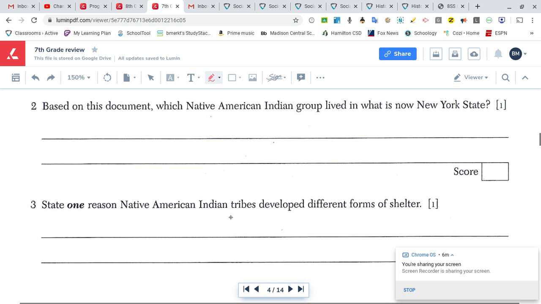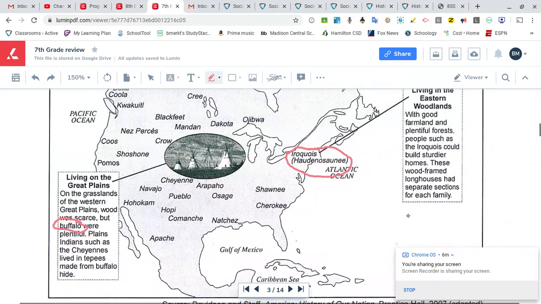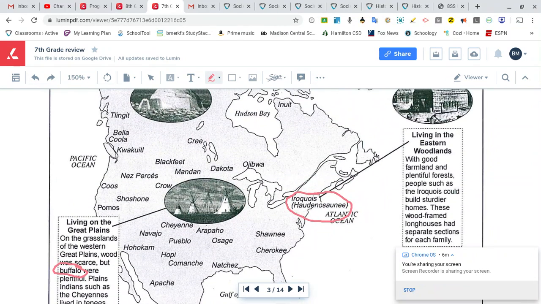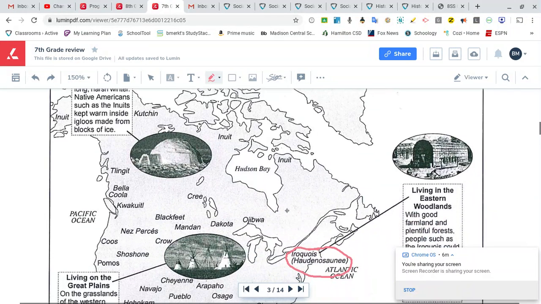Last question. State one reason Native American Indian tribes developed different forms of shelter. Now, that's not something we're going to figure out just by reading these different descriptions of different areas. However, if you think about it, I think you can figure this out. When we talk about different forms of shelter, why did they build longhouses in the eastern woodlands? Why did they build teepees on the Great Plains? Why did they build igloos up in the Arctic?